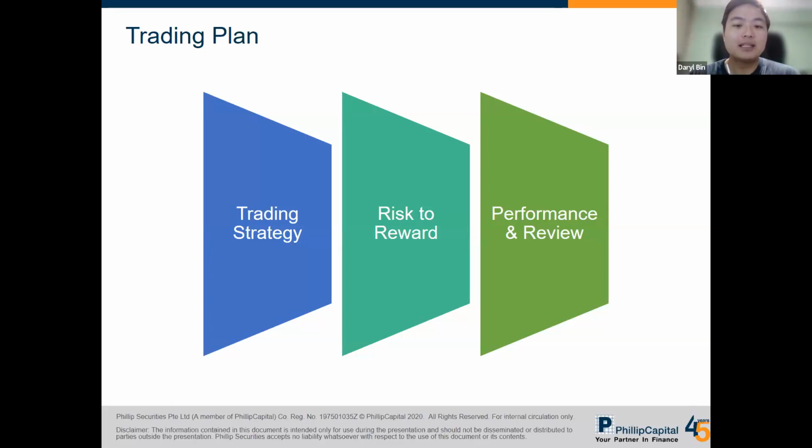The second is our risk to reward. How much should I risk to get rewarded? Do I want to risk $100 and get rewarded by $10? Later I will talk more about it. Lastly is to review your entire performance.